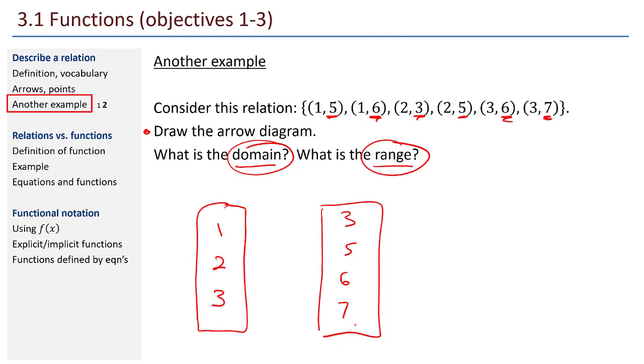Now let's draw the arrows. The first ordered pair, 1, 5, tells me I have an arrow like that. Then 1, 6, 2, 3, 2, 5, 3, 6, and 3, 7. There we go. So I've made the arrow diagram. The set on the left is my domain, and the set of numbers on the right is my range.